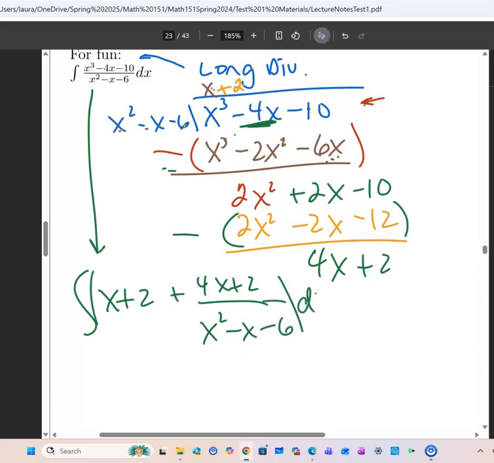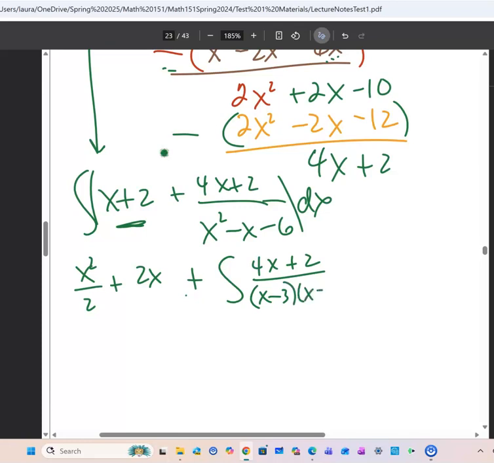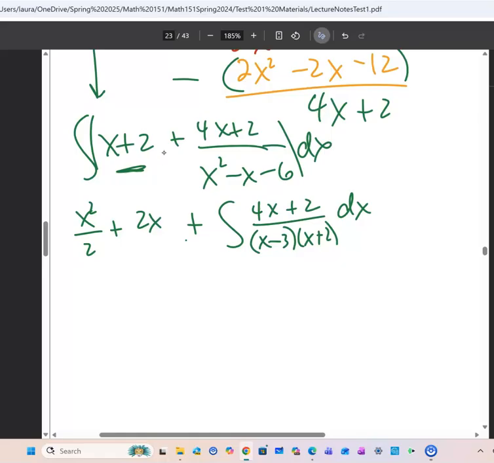Okay, so let's think about what we're going to do for this. So you know we can take the integral of this. That's easy. x squared over 2 plus 2x. Now what are we going to do with this? This one needs partial fractions. So I'm just going to rewrite it as x minus 3 times x plus 2, sorry about that. Because in order to do partial fractions, it has to be factored.